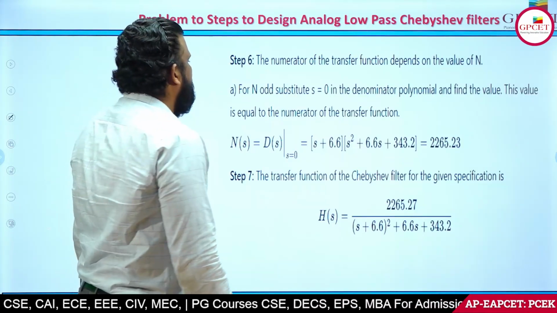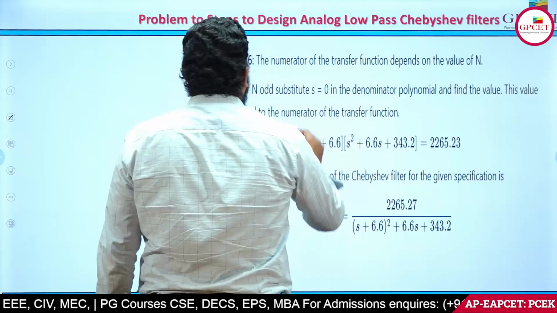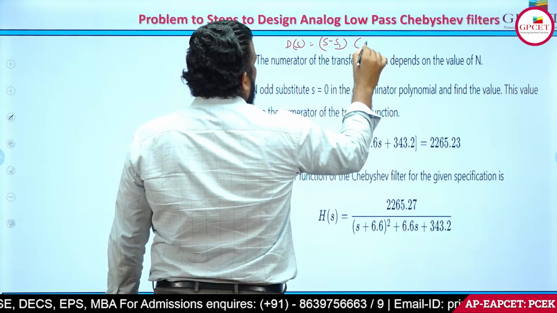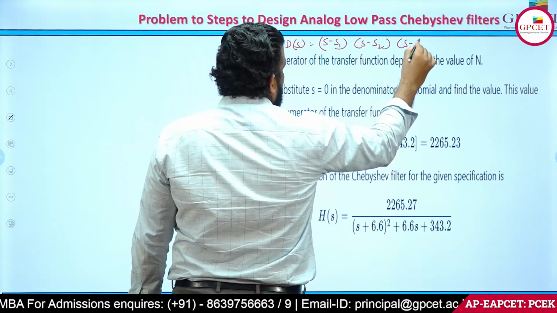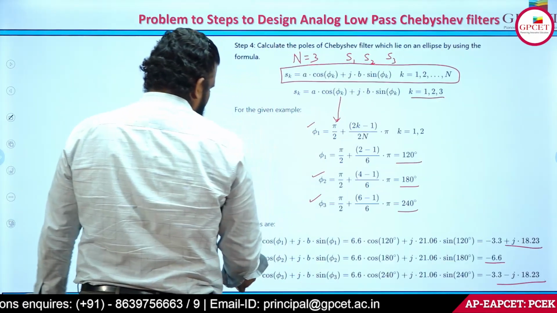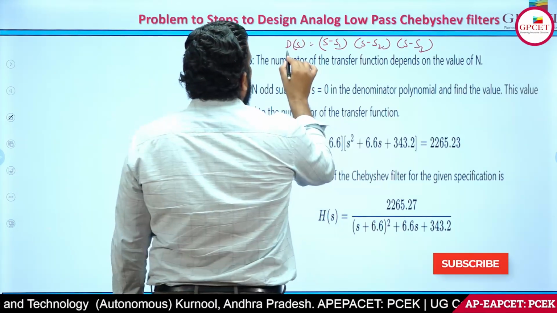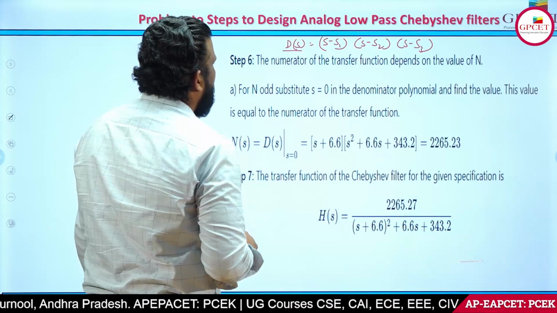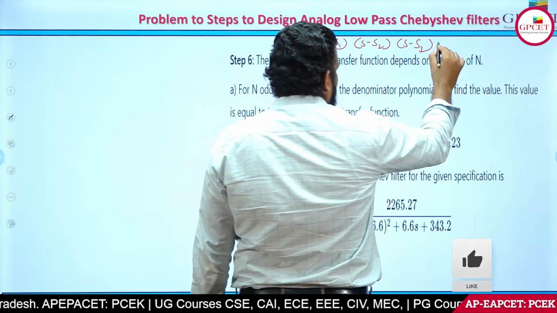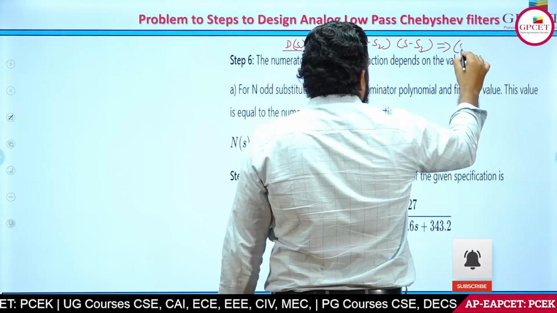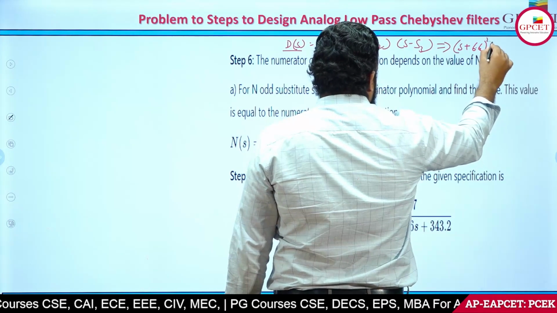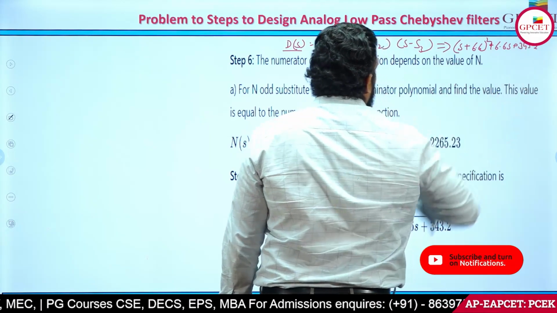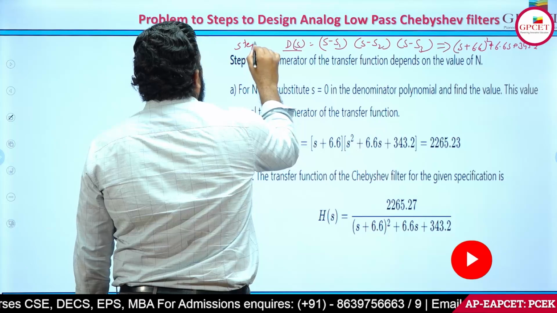In step 5, we need to find out the value of D of S, that is equal to (S minus S1)(S minus S2)(S minus S3). Why? Because we have calculated 3 poles, S1, S2, S3. So depending upon the 3 poles, we need to find out the denominator part. D of S is equal to (S minus S1)(S minus S2)(S minus S3). So what I am going to get here, the denominator part, will be (S plus 6.6) whole square plus 6.6S plus 343.2. So this is the value I am going to get in step 5.